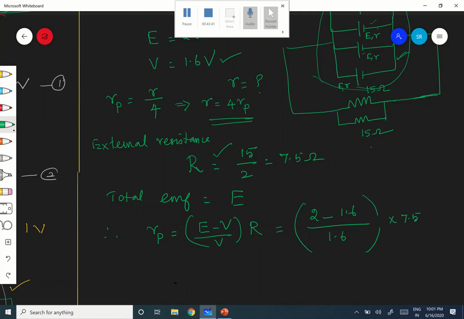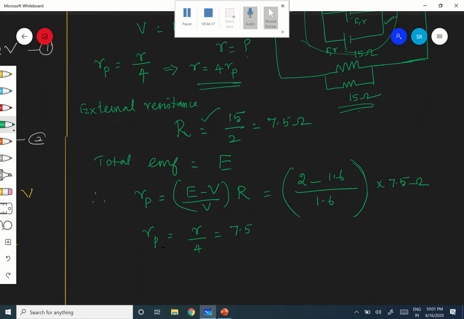There is some problem in recording, children. Therefore, it is 2 minus 1.6 divided by 1.6 into 7.5. The external resistance here is nothing but 15 and 15 in parallel, therefore it is 7.5, already we have found out. That is nothing but Rp, which is r by 4. But this is a parallel combination of all 4 internal resistances, whereas what I want is the internal resistance of the individual cell.